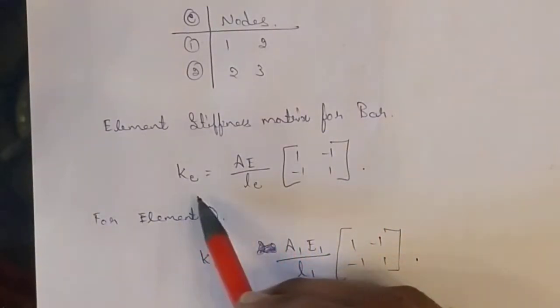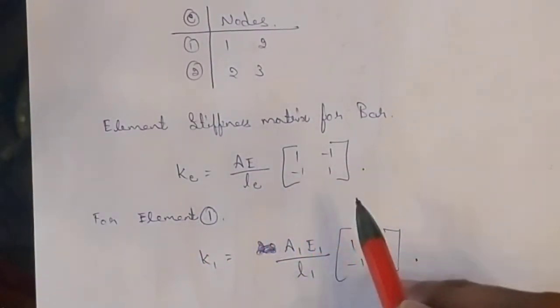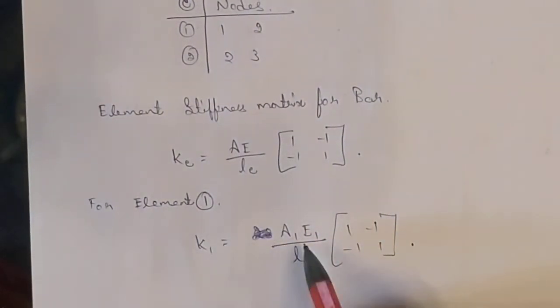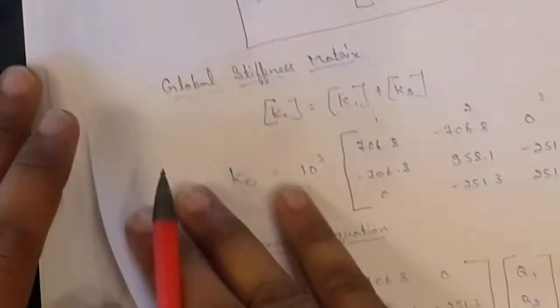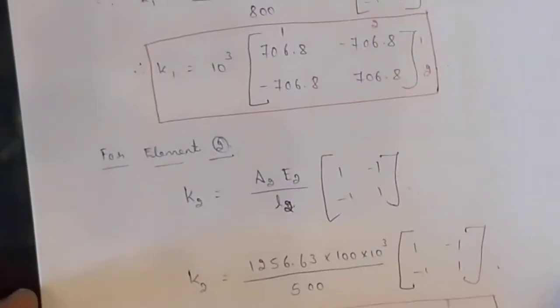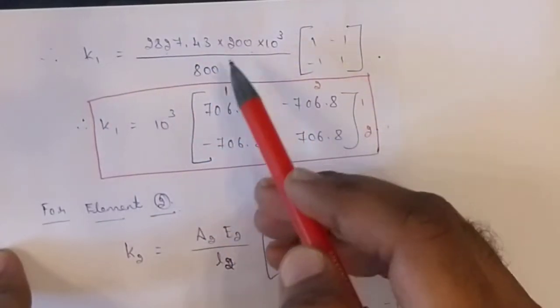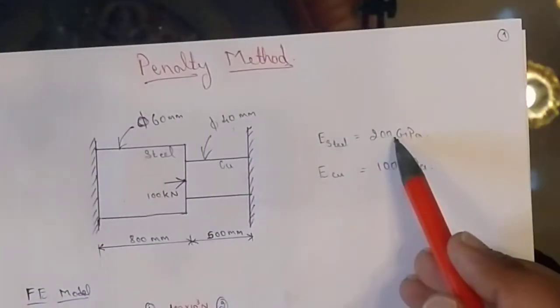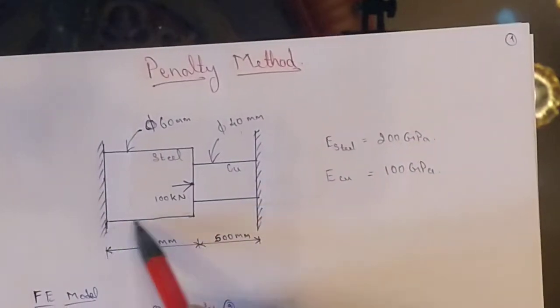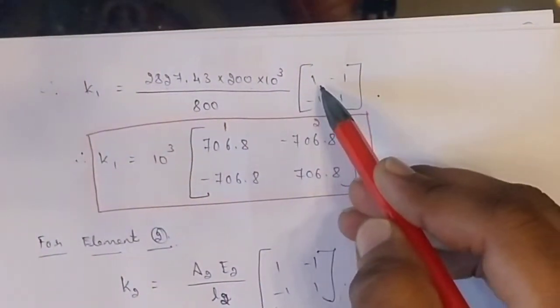Next, element stiffness matrix for bar. So element stiffness matrix K is equal to AE by LE, 1 minus 1 minus 1, 1, we know that. Next, for the first element, K1 is equal to A1 E1 by L1, that is 1 minus 1 minus 1, 1. Just substitute the values. Substitute A1, E1 and L1 values. From the question you can see A1, then E1 and L1. This is the length of the first element. Okay. Just substitute the values.